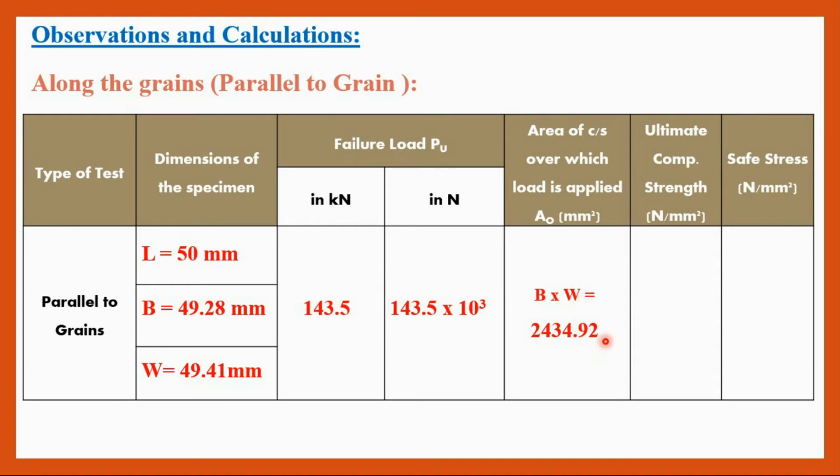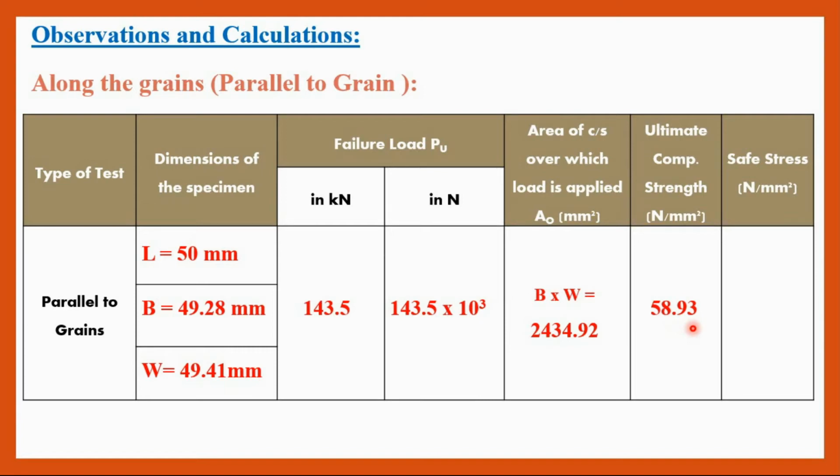2434.92 mm square. Then we know that the ultimate compressive strength is given by load by area. So, load in terms of Newton and the area in mm square, I got the value as 58.93 Newton per mm square.